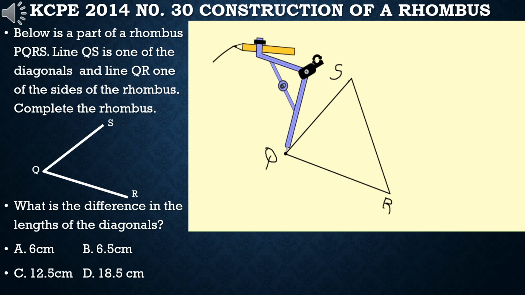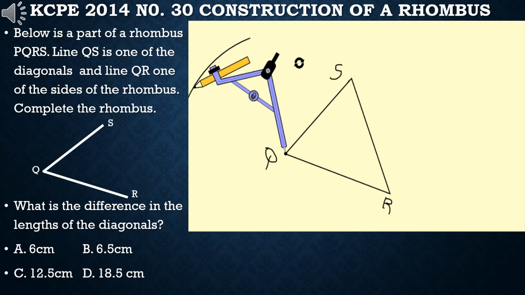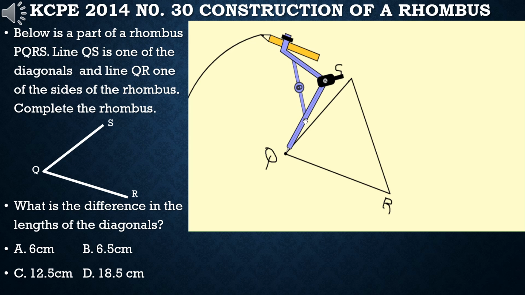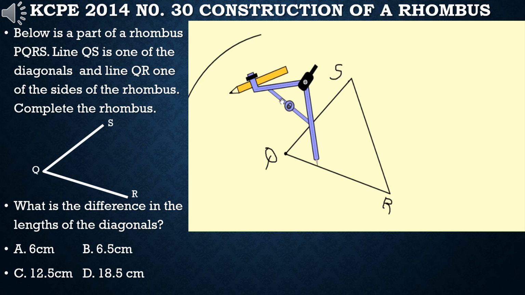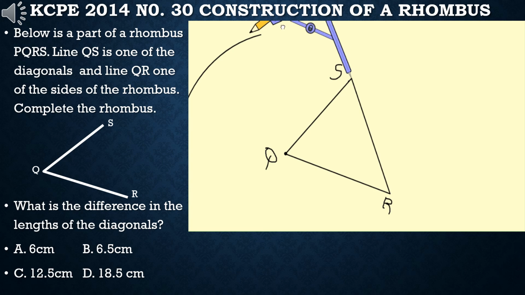So we make an arc here. This is where we expect our point P to be. And again, standing at the new point S, we make an arc with the same radius, because all sides of a rhombus are the same. We make an arc to join here to locate point P. So that's our point P. We name it P.